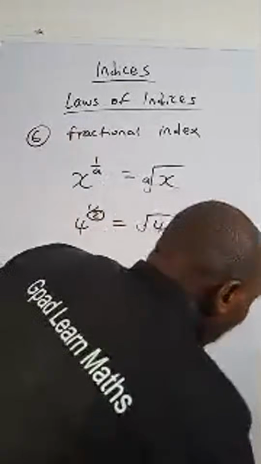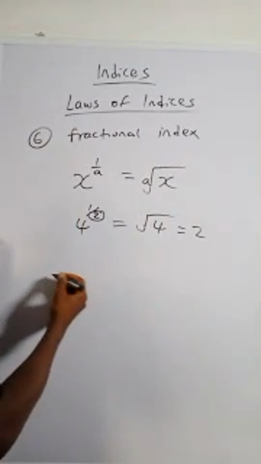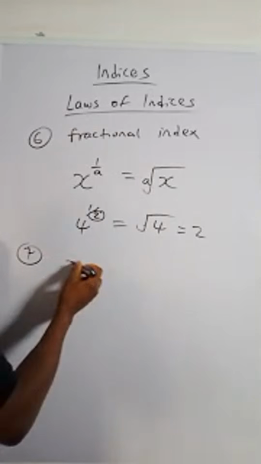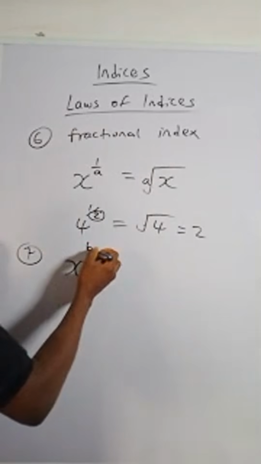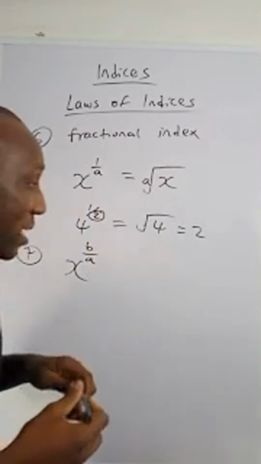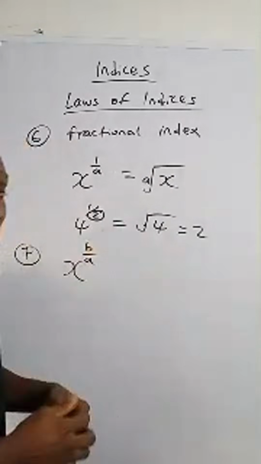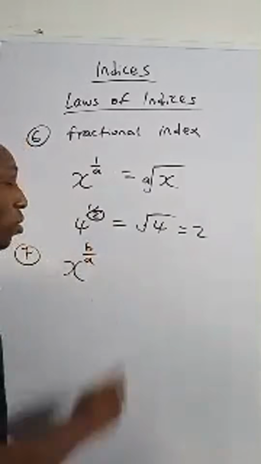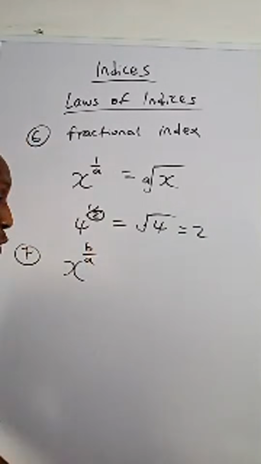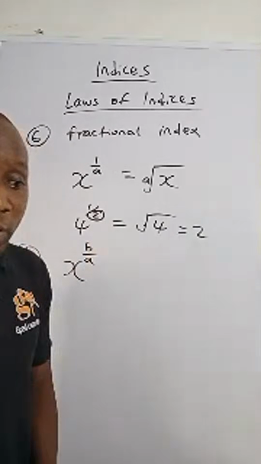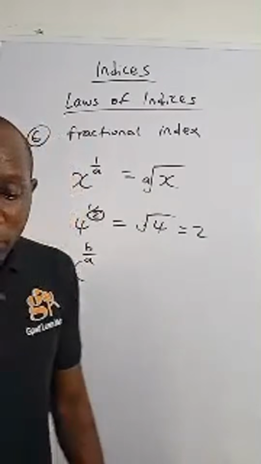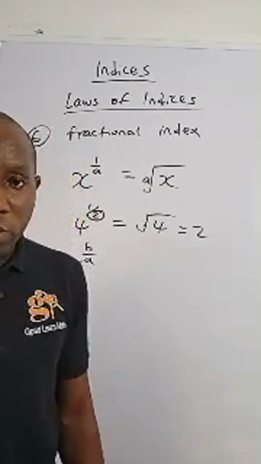What about if you now have something like this? If you have, let's say, x raised to the power b over a. Now you see, b is not 1. Well, it can be 1, but in this case, we are not taking it to be 1. A is also not 1, even though it can be, but we are not making it 1. So give me a minute, let me switch this.